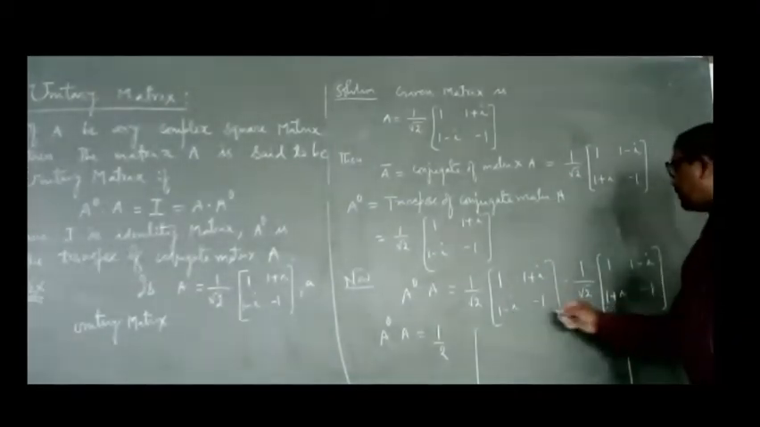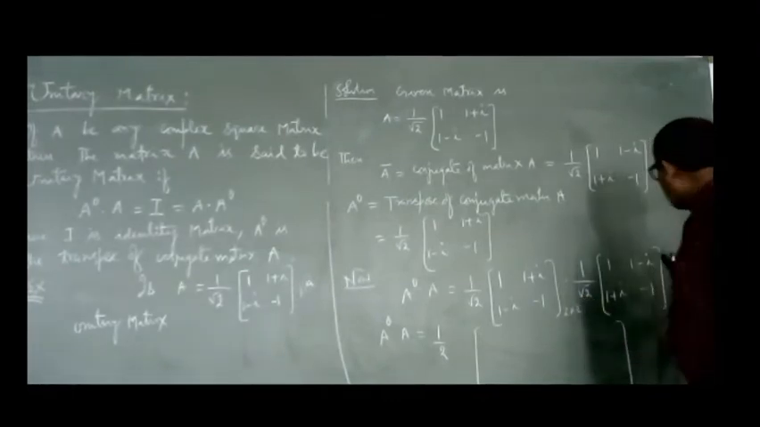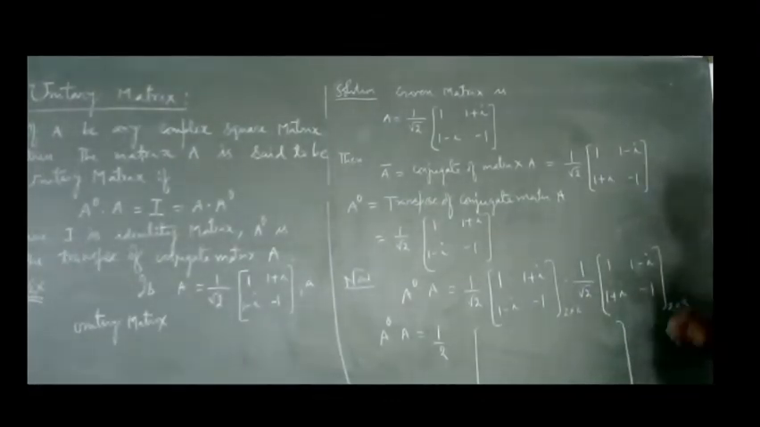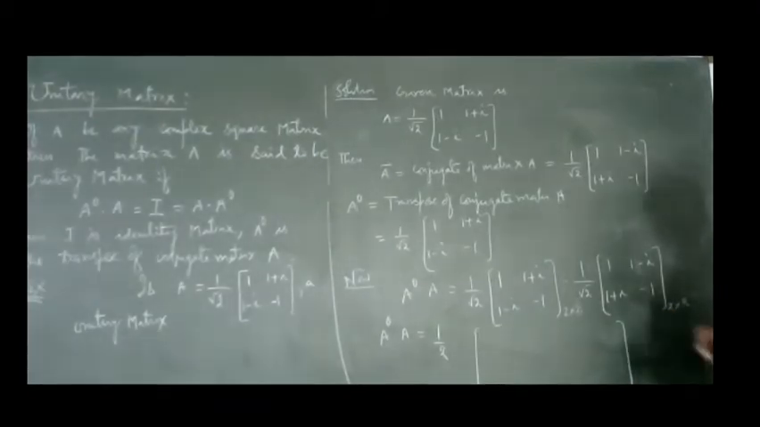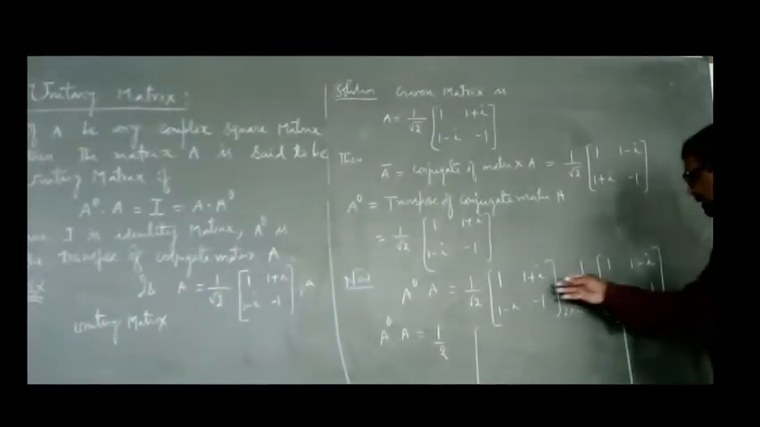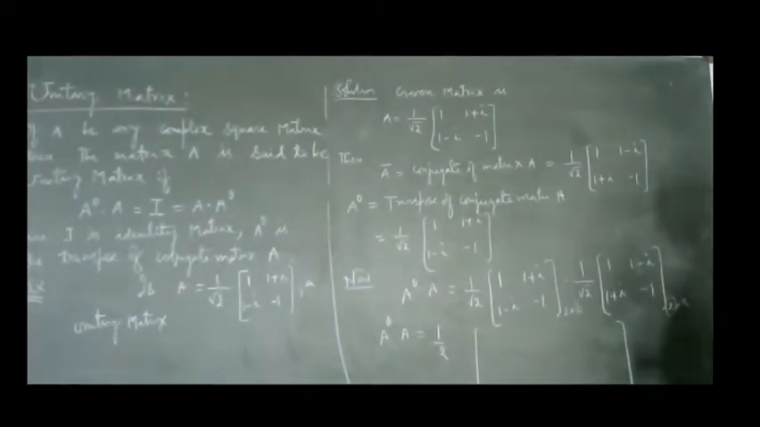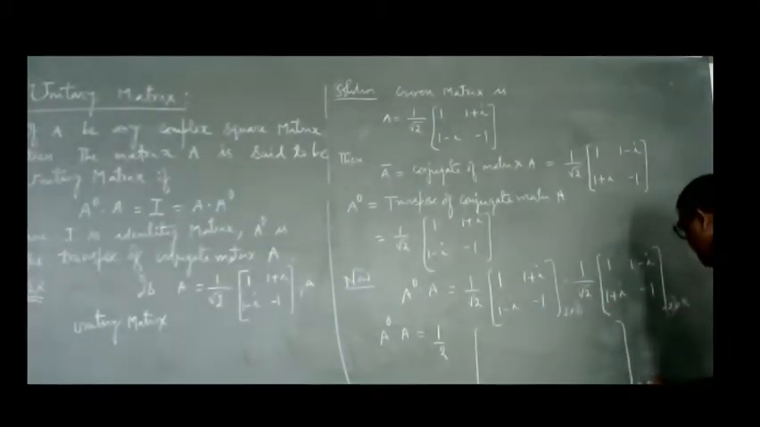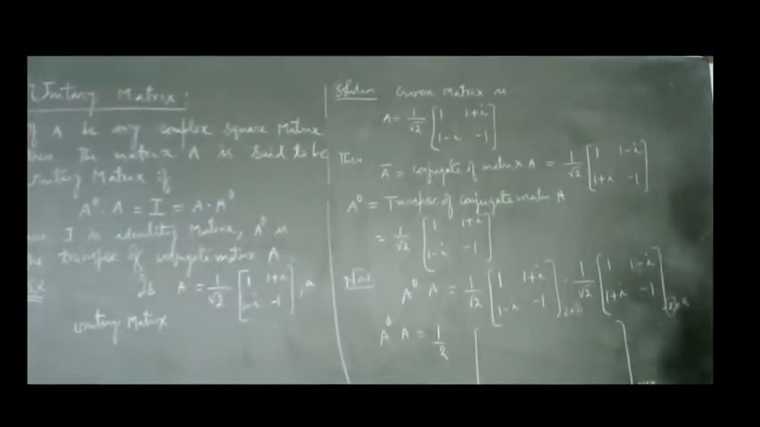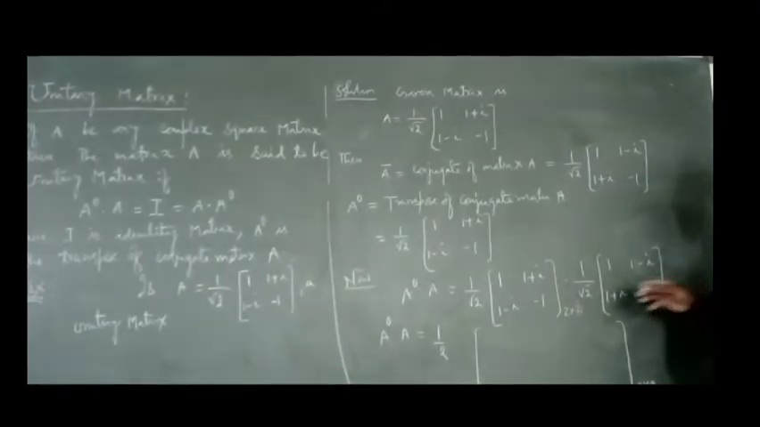because this is 2 cross 2, this is again 2 cross 2. The number of columns of the pre-multiplier is the same as the number of rows of the post-multiplier. So the matrices are multipliable, and the product is a matrix of order 2 cross 2. Let us find the procedure of how to multiply these two matrices.